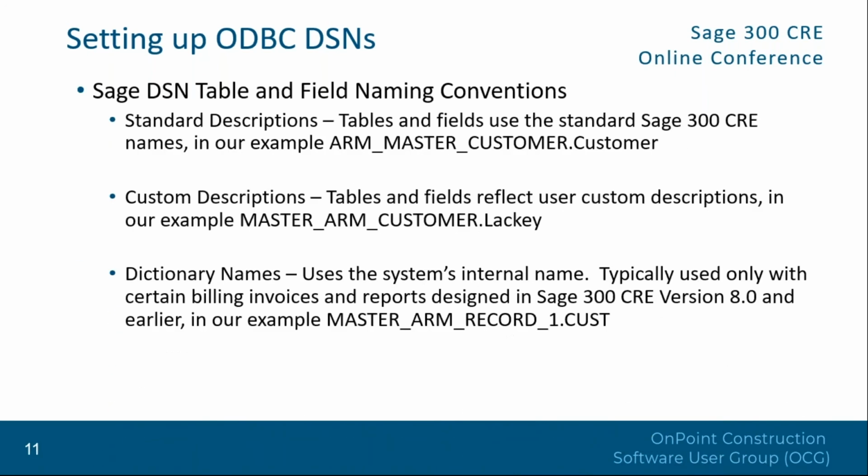And then these were a little bit about how the naming conventions worked. Standard descriptions, custom descriptions. We didn't talk about dictionary names. Dictionary name is an internal name, and it's used by the programs to communicate amongst themselves. You would never use it, or I've never run into anybody that's used it. It's really for internal use only. We would use either standard or custom.